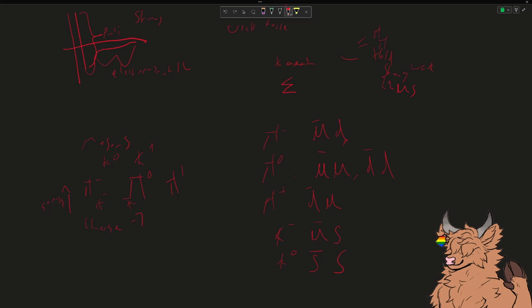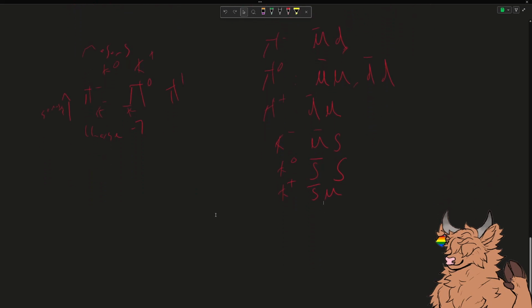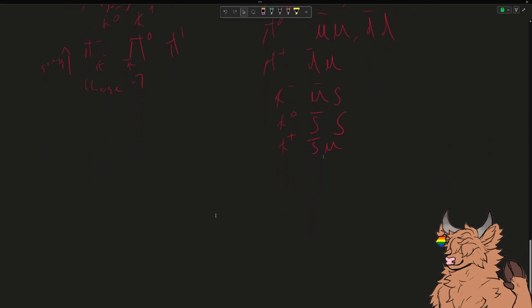Anyway, K2, we have the K positive, which is strange up, and there you've got some very interesting particles. Love the kaon, love the strange quark.